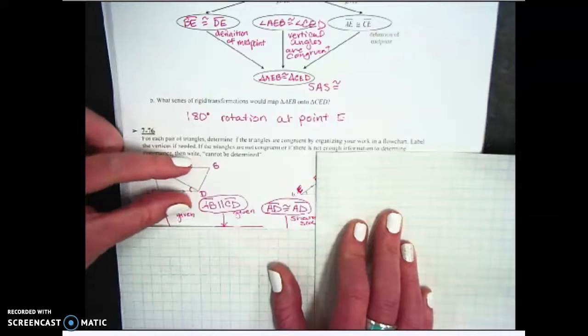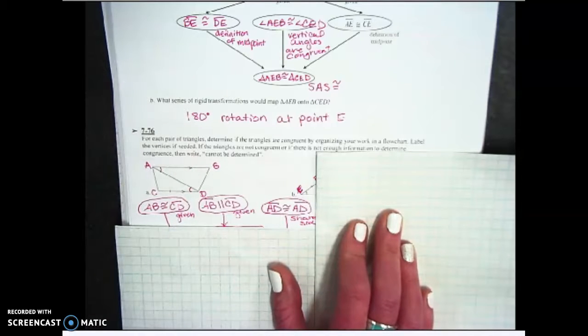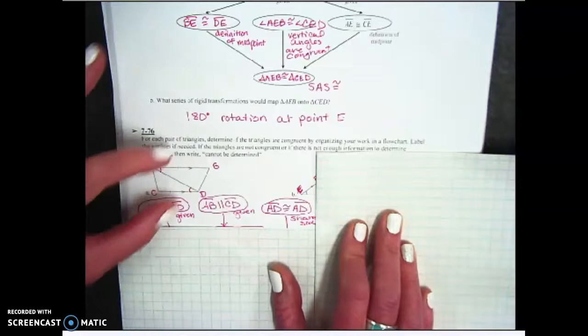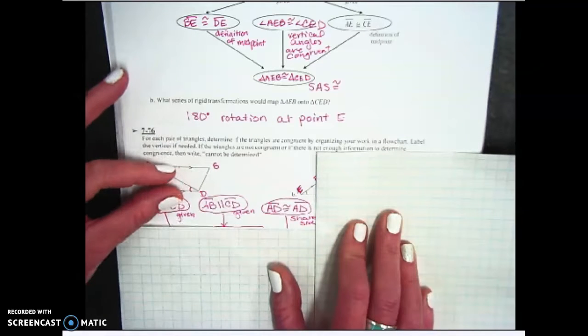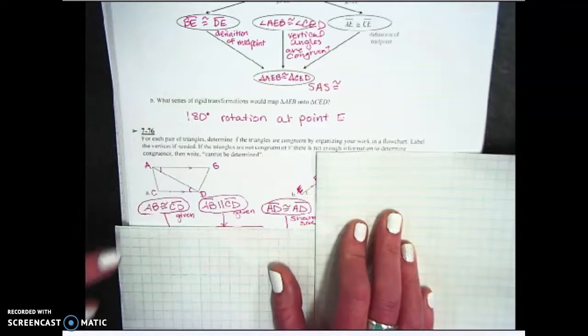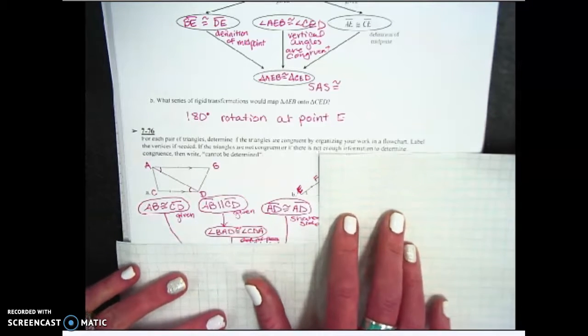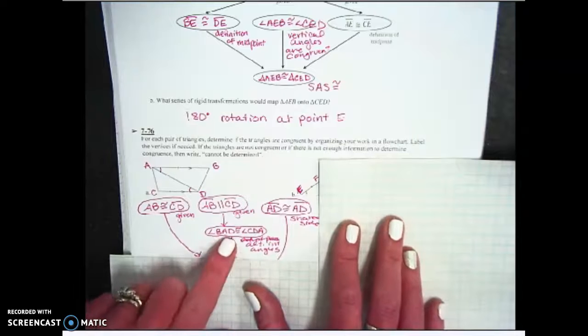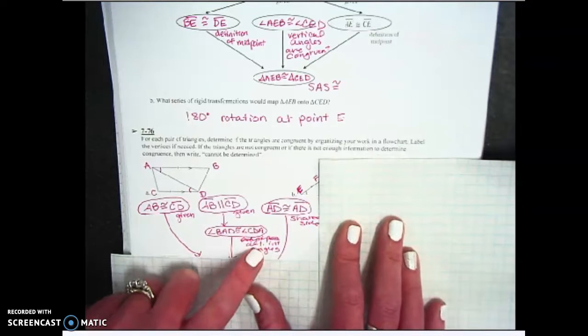So if it's between the two lines, it's called interior. And if it's on opposite sides of the transversal, it's called what? No, exterior would be outside. They're interior, but they're on alternate sides of that transversal. So those two angles are going to be congruent to each other because of something called alternate interior angles.